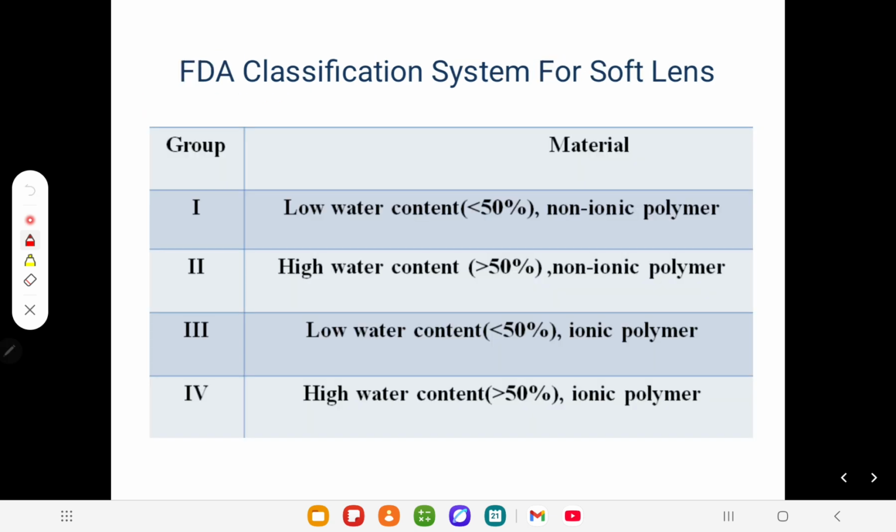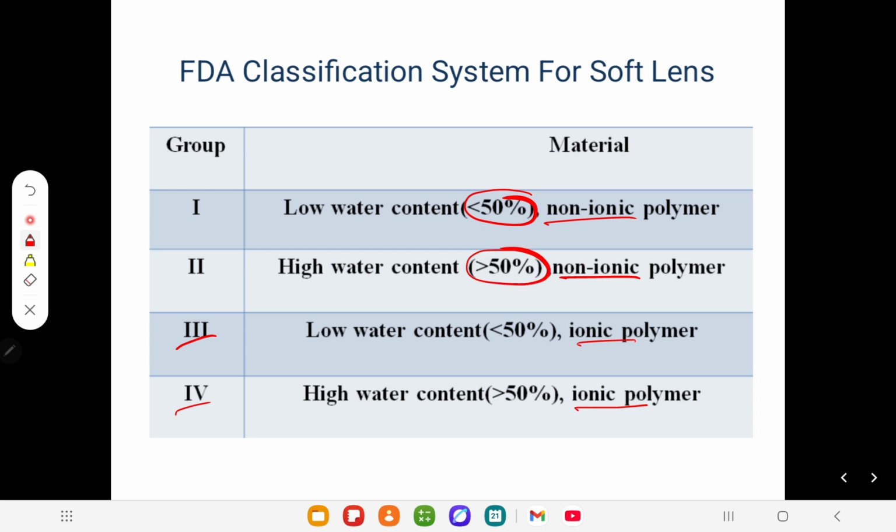Group first is low water content non-ionic. Group second is high water content non-ionic. First and second groups are non-ionic. Third and fourth groups are ionic, and there is an alternation of low water, high water, low water, and high water. Third group is low water ionic. Fourth group is high water content ionic. Low water means water content less than 50%. High water means water content greater than 50%.